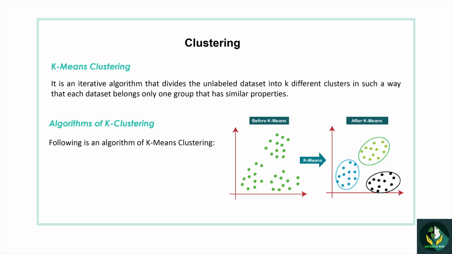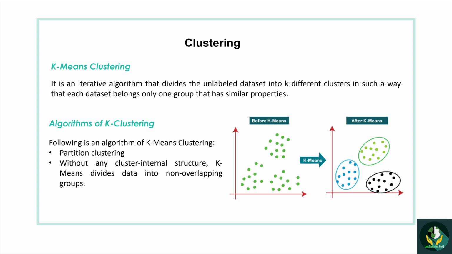The steps of k-means clustering are the following. First, partition clustering. Second, without any cluster internal structure, k-means divides the data into non-overlapping regions or groups. And third, within a cluster, the examples are very similar. Now, finally, we note that various clusters have quite different examples.